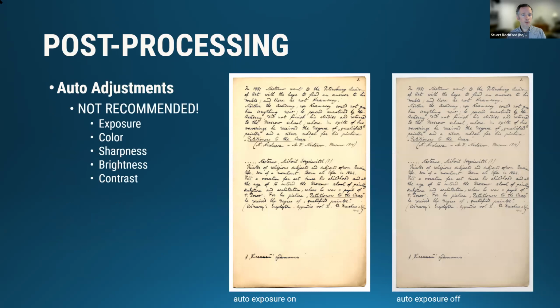So auto adjustments, we typically recommend against using any of the auto features in the scanning software. Autofocus is great, but a lot of the auto color, auto exposure, auto sharpness, that can present us with some undesirable results. This image on the left here is one that was edited with some auto exposure. It was scanned with auto exposure on, and the one on the right is scanned with auto exposure off. And you can see there's a vast difference between them. The one on the right does look a lot more like the original objects, which is our goal.